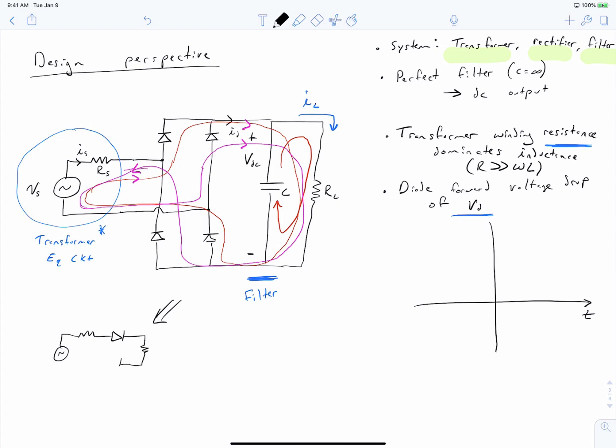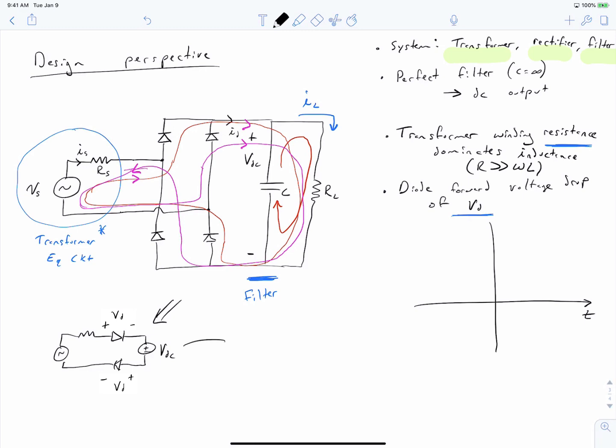You have a second diode, and back to your voltage source. In our case, we're actually considering that our output voltage is fixed at a DC value, so we can instead just model this as a constant DC source of VDC. Remember, we said that each of these diodes has a drop of VD across it.